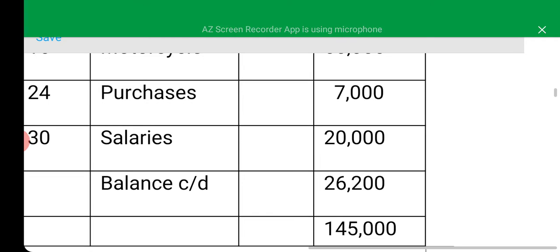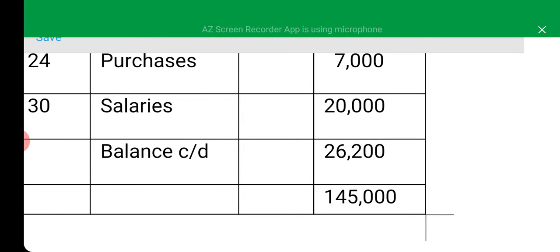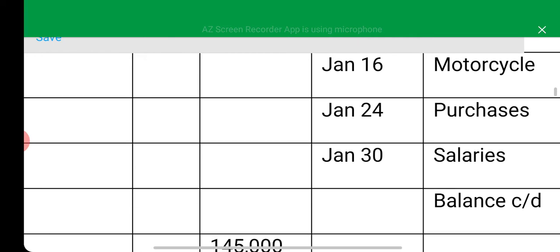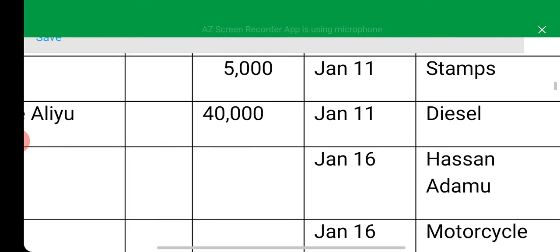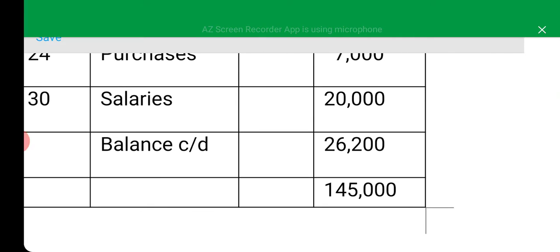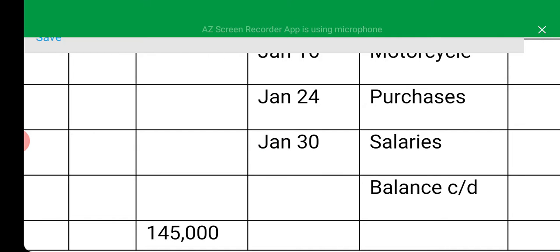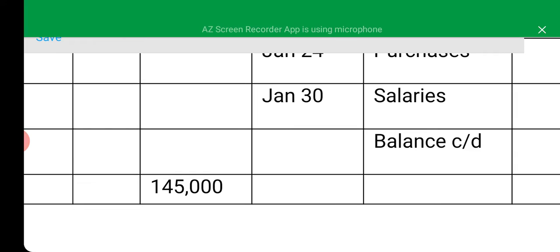And instead of having our balance carried down on the credit side, if the payment is greater than the income, that means the balance carried down will be on the debit side. So in this case, income is greater, meaning they realized profit. So the income is 145,000.